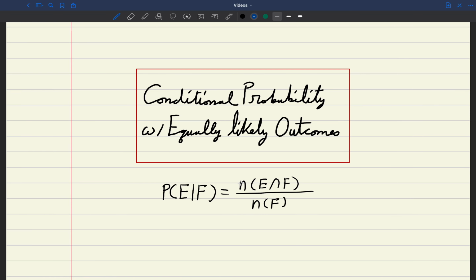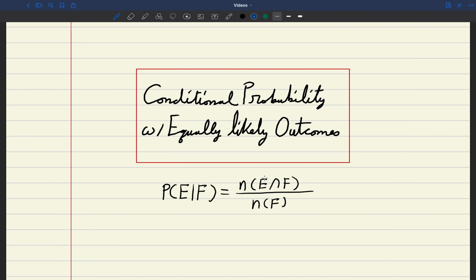Okay, so the numerator is going to be the number of ways that E and F can occur at the same time. Since we were told that F occurs, we don't have to divide by the sample space, we just divide by F since we're told that F has occurred. So, what is the number of ways that E and F can occur at the same time over the number of ways F can occur, since we're told that F has occurred.